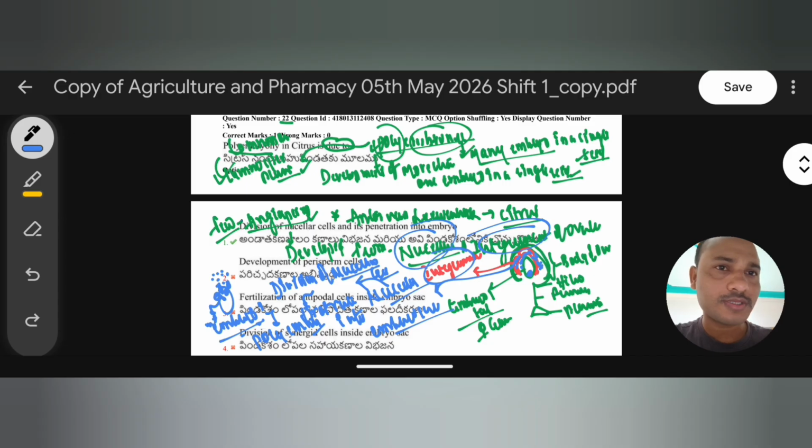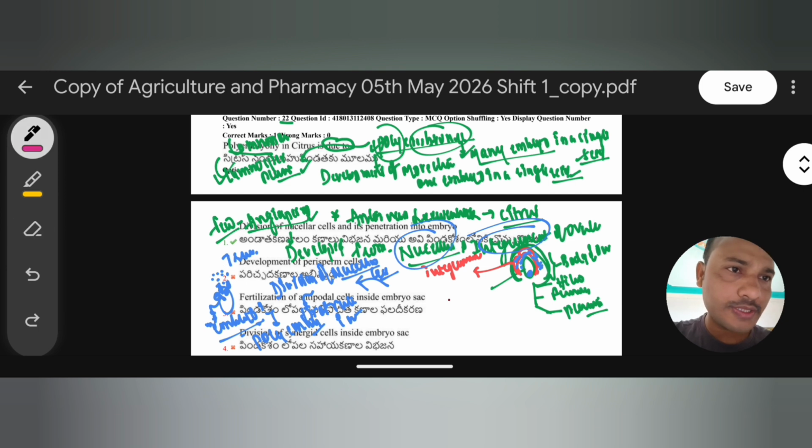Generally here we have the true embryo. For example, I will show you, just wait. Here we have the embryo sac, and here we have the egg. The primary male gamete fuses with the egg cell, resulting in the formation of the zygote. This zygote later develops into an embryo. The developed embryo is called the true embryo. Why? Because an embryo developed from the zygote is called a true embryo.